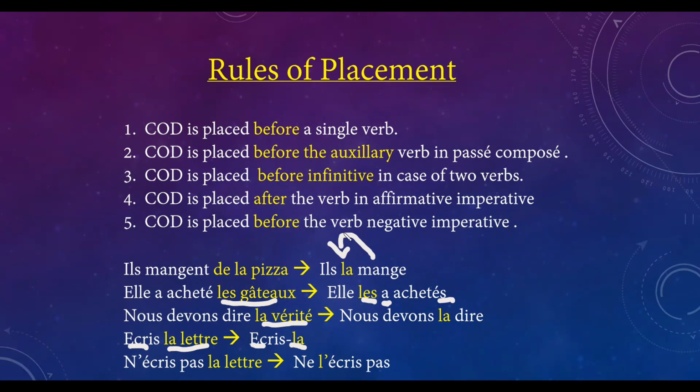The COD is placed before the verb in negative imperative. So here you have an example of negative imperative. N'écris pas la lettre. You have to replace la lettre, which is feminine singular. You will use la. But in negative imperative, it is placed before the verb. This is the verb. Therefore, ne l'écris pas, and since it starts with a vowel, you will use l apostrophe.